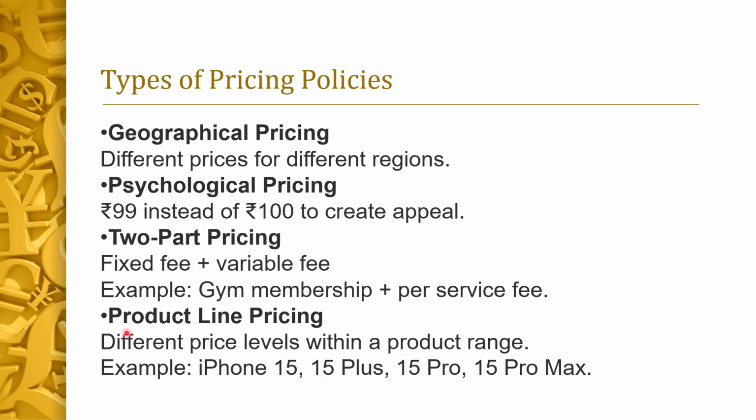The next one is product line pricing. Here different prices within the same product category are defined. For example, there is the iPhone 15, it has a different price, the 15 Plus has a different price, the 15 Pro, the 15 Pro Max. So it is the same product, but a complete product line which has different price levels and a range of prices. These are the different types of pricing policies.